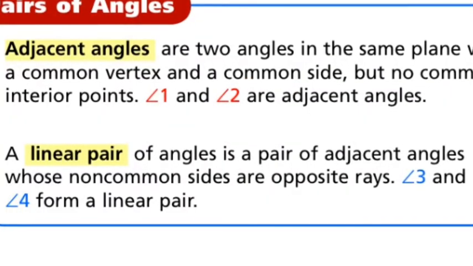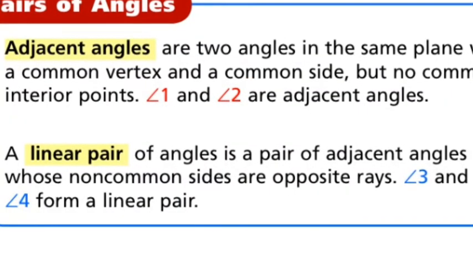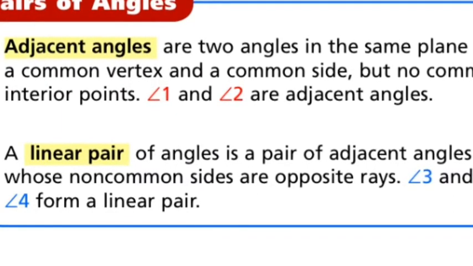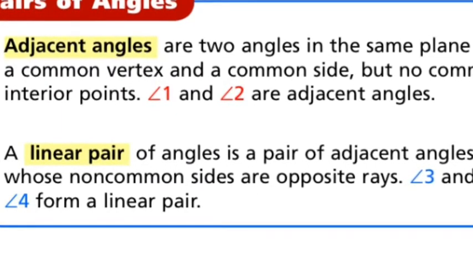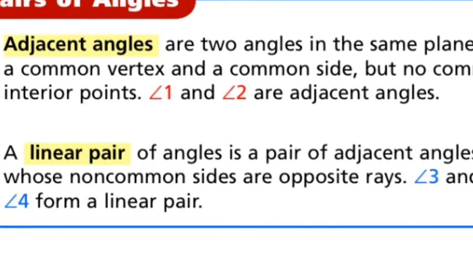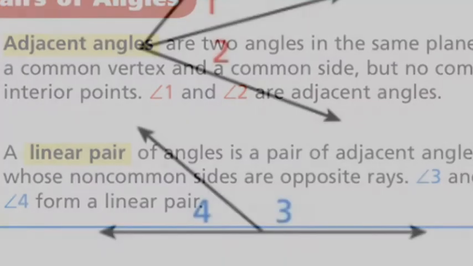Next up, we're going to talk about linear pairs. Now this is a subset of adjacent angles where the non-common sides are opposite rays. Remember, opposite rays are two rays that have a common endpoint and shoot off in opposite directions.